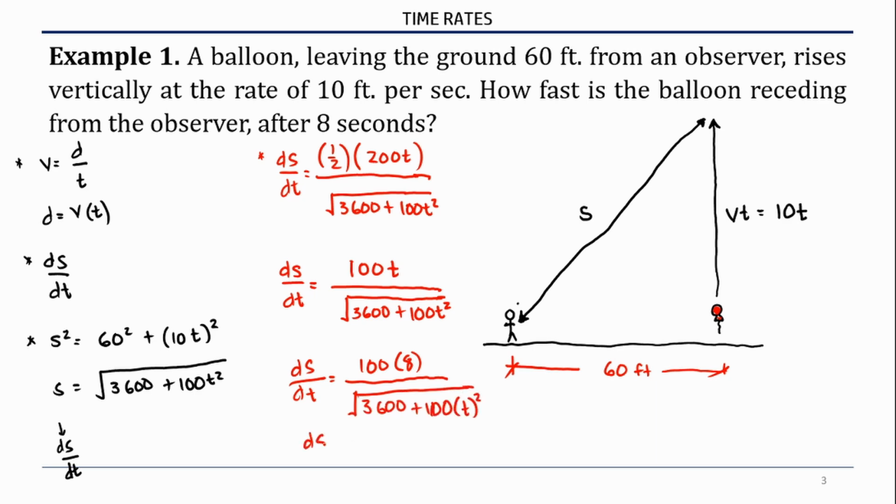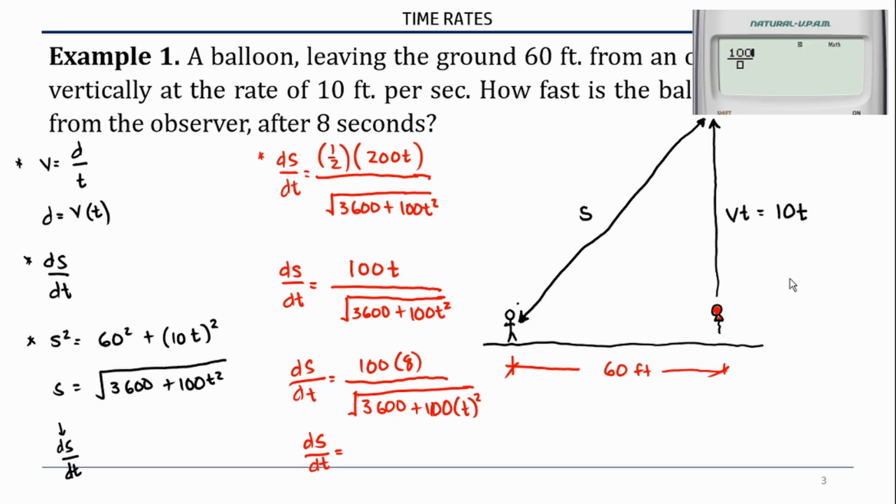So, therefore, we now have our answer. Therefore, the rate is equal to 8 feet per second. This is now the answer to our problem. We are just differentiating with respect to time. Okay?